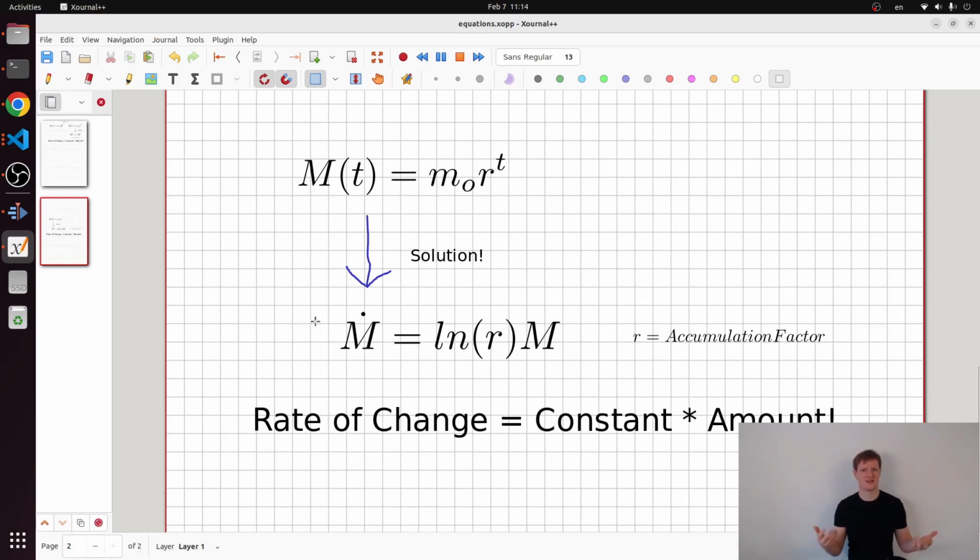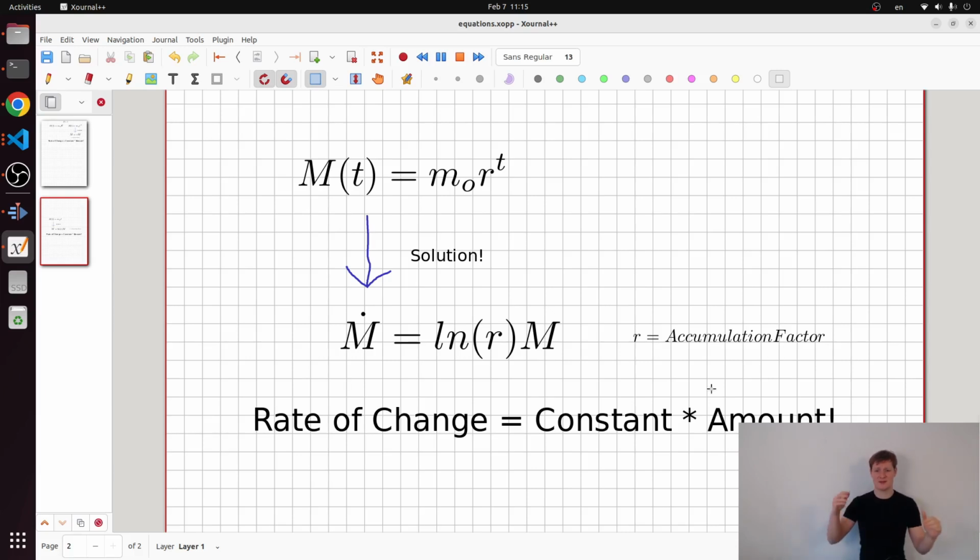And differential equations, I think they have a bad rap because they seem complicated, and they often are. But this one is very simple. This one just says, the dot here means the change in mortality is equal to some number times the mortality. The really important takeaway point is that the rate of change is a constant times the amount.